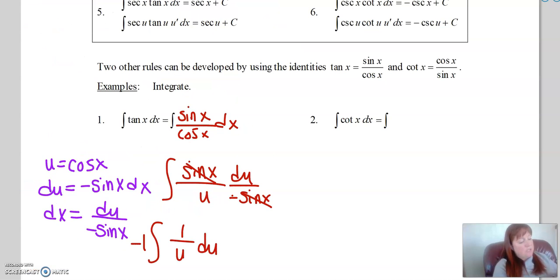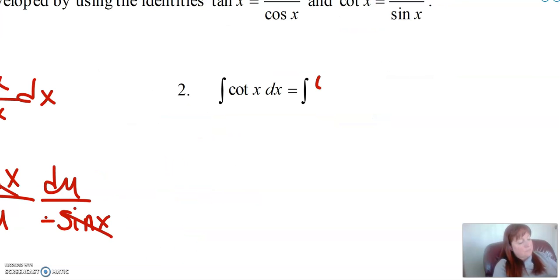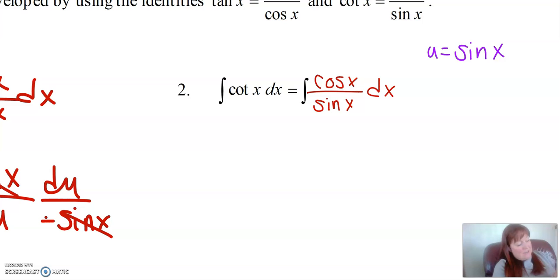So what's the integral of cotangent? Same thing. Cotangent is cosine x over sine x dx. So we're going to do a u sub of sine x this time, because sine x is on the bottom, right? So we want our derivatives to cancel out. So when we do our u substitution, we want one cosine to be on top and one to be on the bottom. So du equals cosine of x dx.